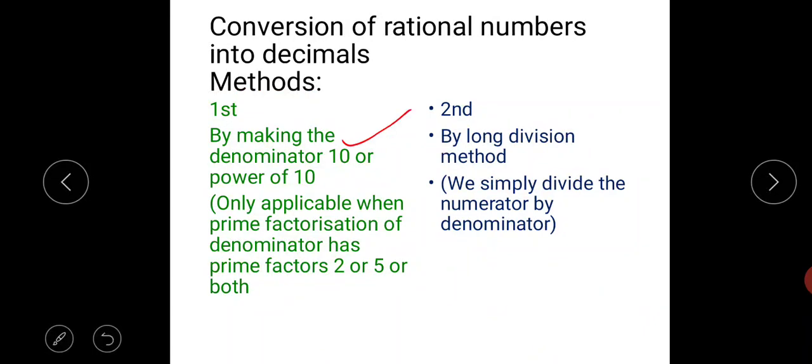We have already done this method in worksheet 1, but you have to take care that this method is only applicable when prime factorization has factors 2 or 5 or both. Now second method is by long division. By long division method means we simply divide the numerator by denominator. For example, if we have to represent 7/8 in decimal form, so we divide the numerator, that is 7 by 8.